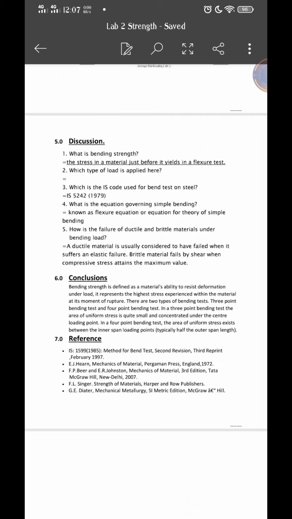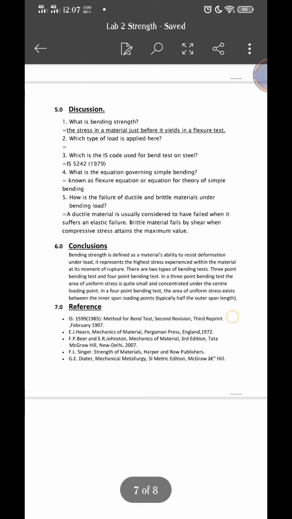In a 3-point bending test, the area of uniform stress is quite small and concentrated under the center loading point. In a 4-point bending test, the area of uniform stress exists between the inner span loading points, typically half the outer span length. And 7.0 is my reference.